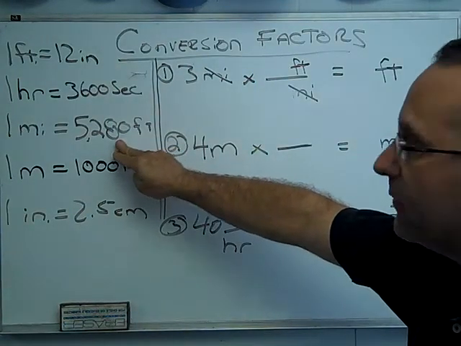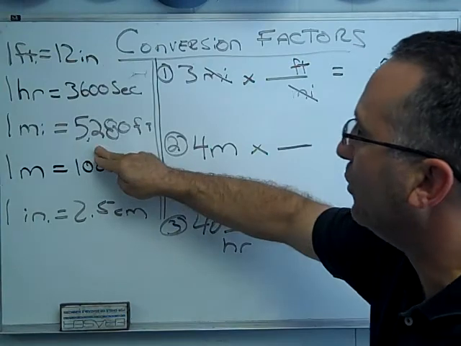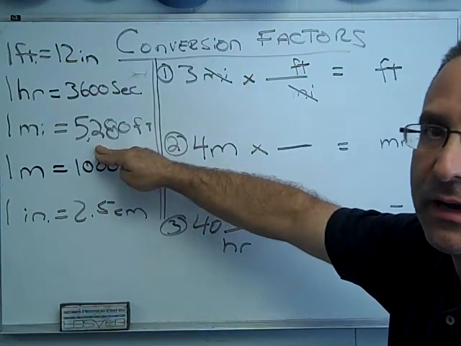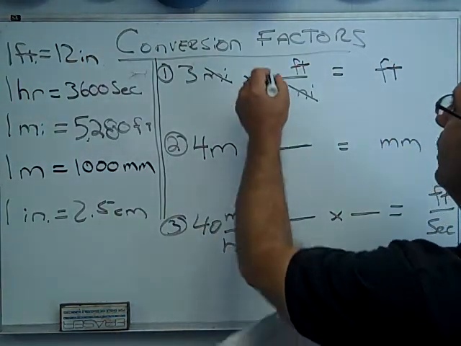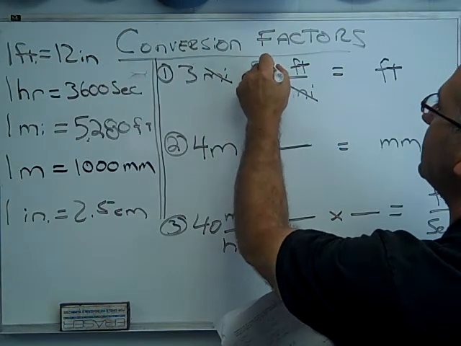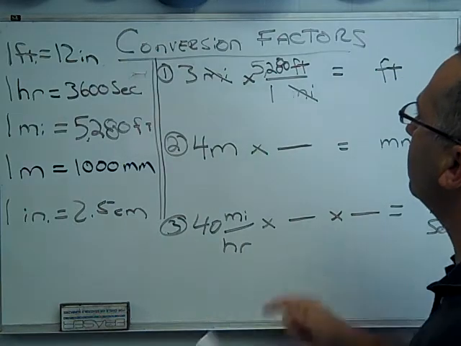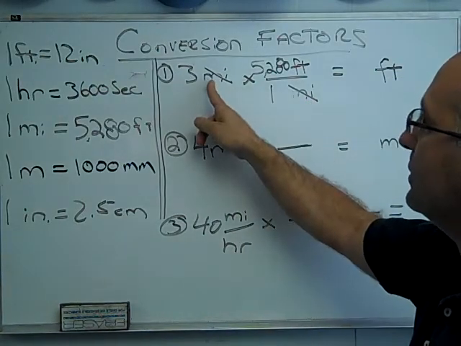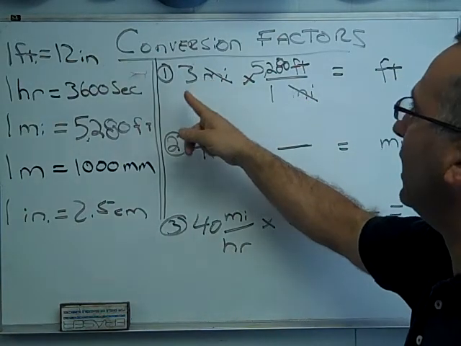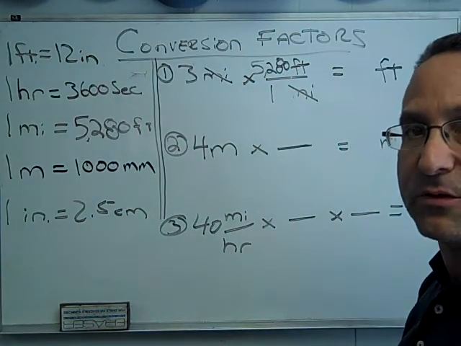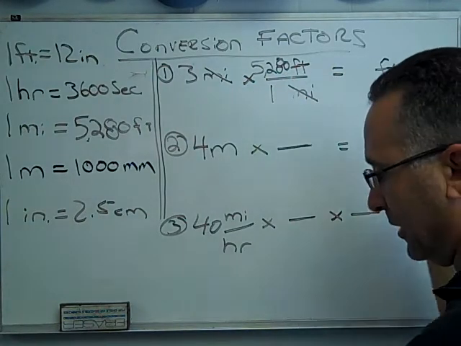It's this one here. You have 1 mile equaling 5,280 feet. If you fill in the blanks here, 5,280 feet equaling 1 mile, you can see that the miles will cancel. Then you simply multiply 3 times 5,280 feet, and you get your answer.